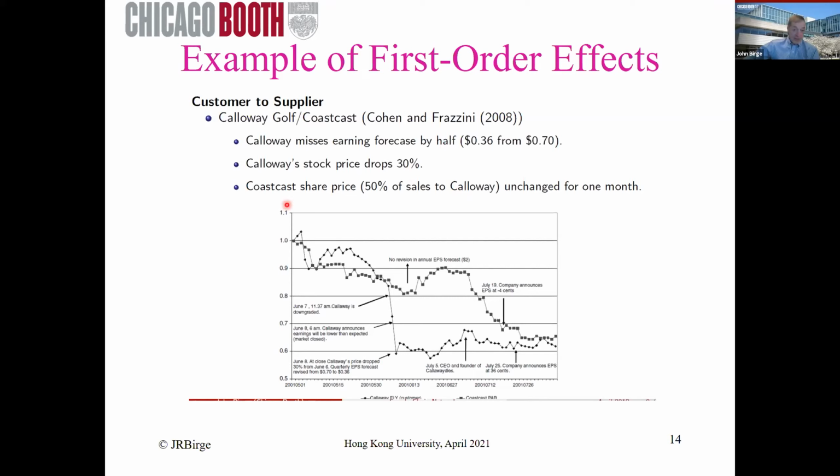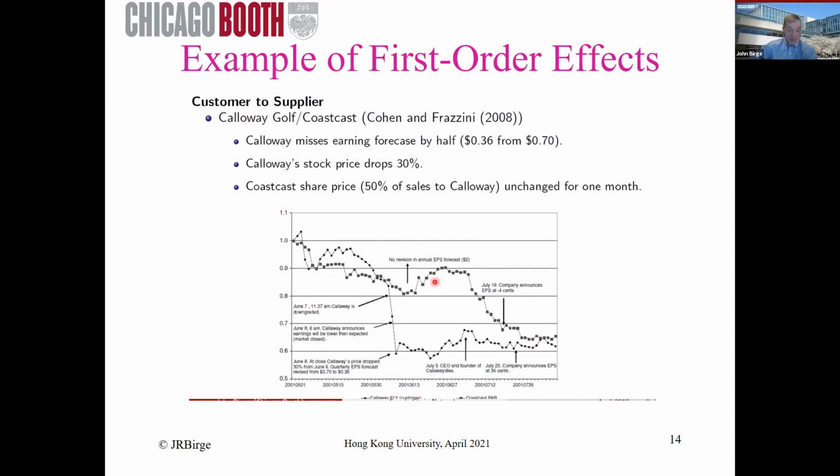Coastcast, on the other hand, is a firm which makes the shafts for the Callaway golf clubs. In fact, 50% of Coastcast sales were to Callaway. So Callaway represented 50% of all the sales of this firm, Coastcast. At first, even though 50% of their sales are to Callaway, and Callaway's just reported that its earnings are going down by 50%, Coastcast shares did not change at all. In fact, they remain relatively constant for about a month, and then they start to drop.